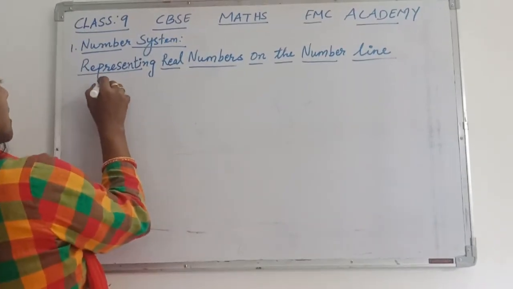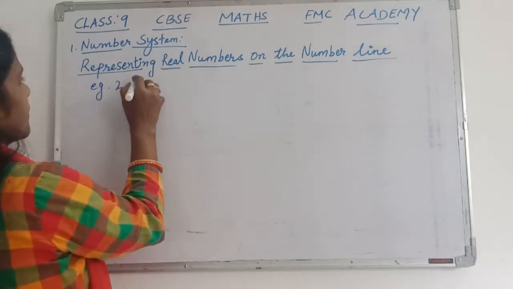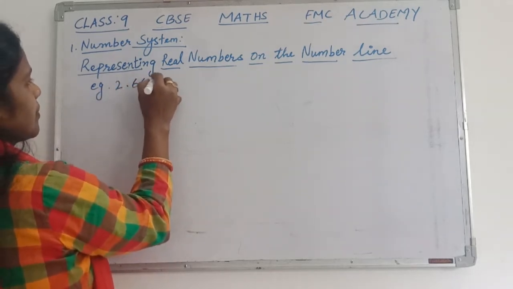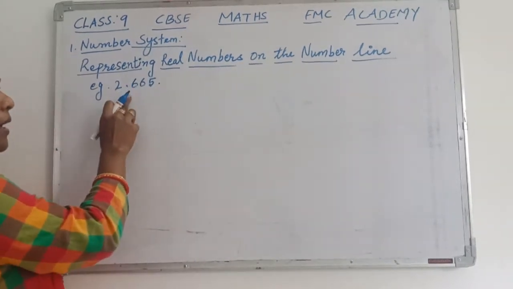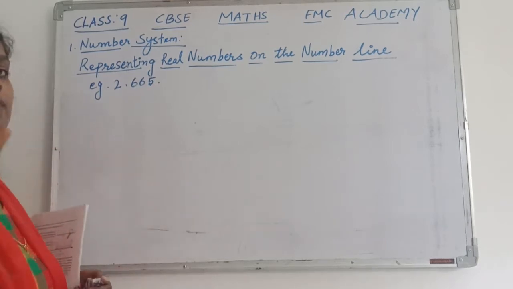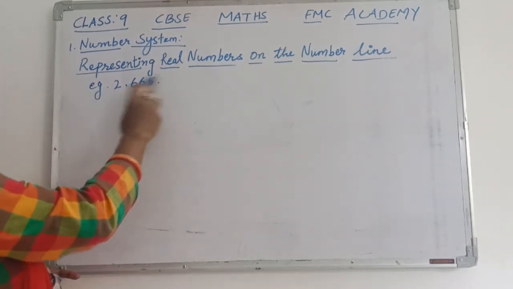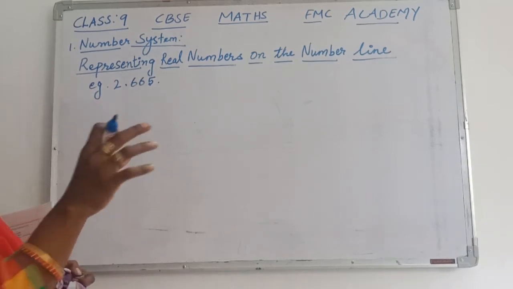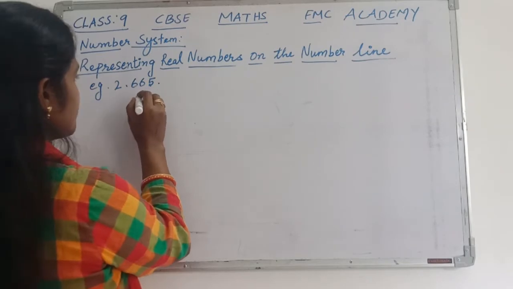See, the example given is 2.665. Now step number 1, you should identify which two numbers this number is between. It's very clear. This is after 2 and before 3. If you think about the number line, the number is after 2 and before 3. So let us draw that first.